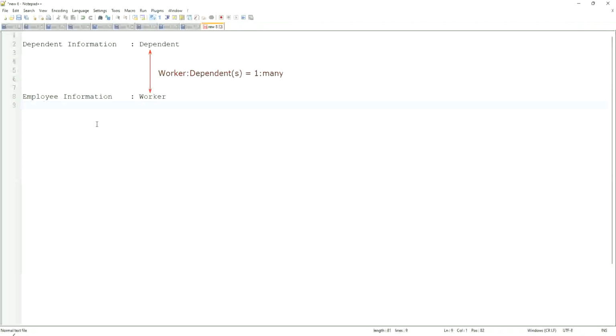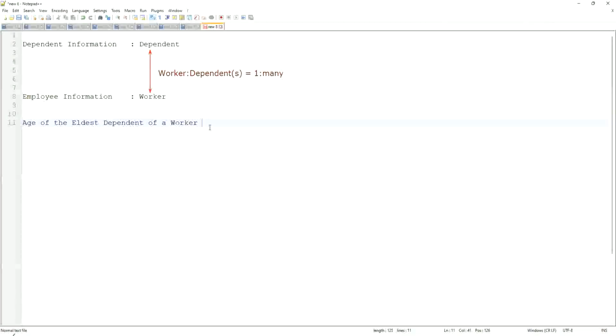Here, what we are trying to do is find out the age of the eldest dependent. Age of the eldest dependent of a worker. We are going to do that.